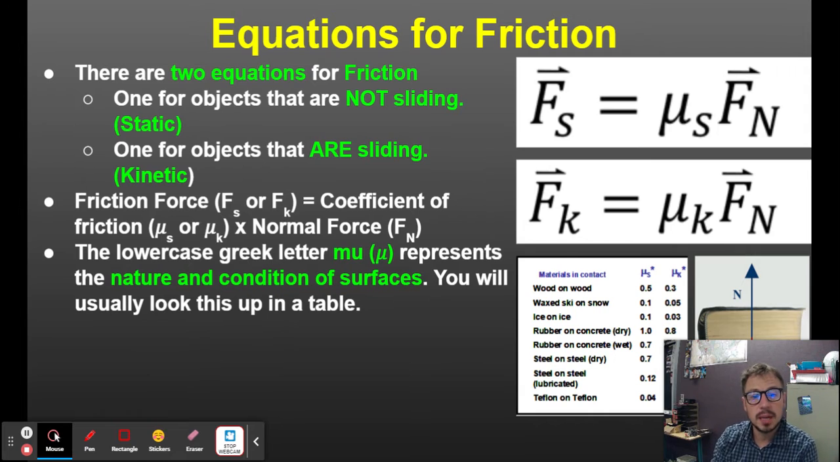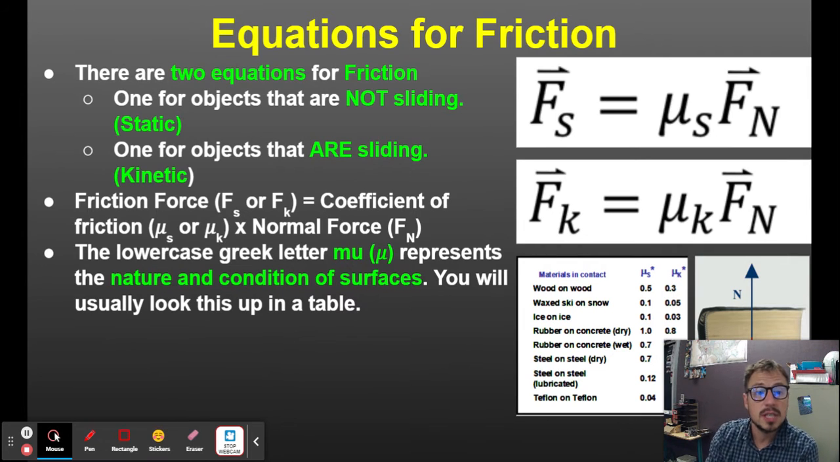And you usually look this up in a table, where you have two materials in contact. You can have, like, rubber on concrete dry, rubber on concrete wet. You look these up. These do not have a unit. They're not really an actual value. They're just a coefficient. They're a ratio.